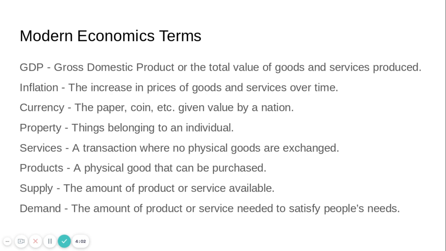So here are some modern economic terms. The things that you're going to need to know for modern day economic talk whenever anybody's talking about the economy. The first one being GDP, or gross domestic product. And that's just the total value of goods and services produced in a nation over the course of a year. So that's basically like they add up every single thing that's bought and sold in the entire country for the year, and they add up all that value, and that's the gross domestic product.